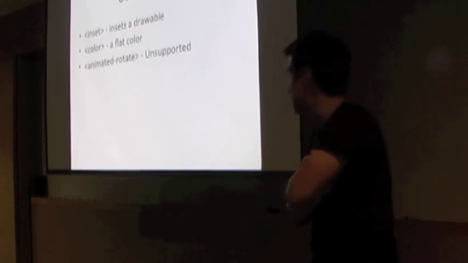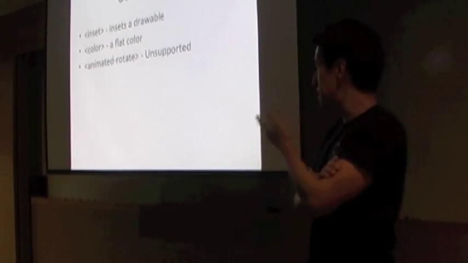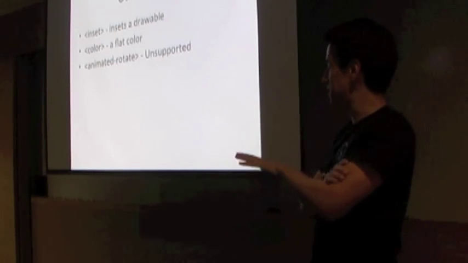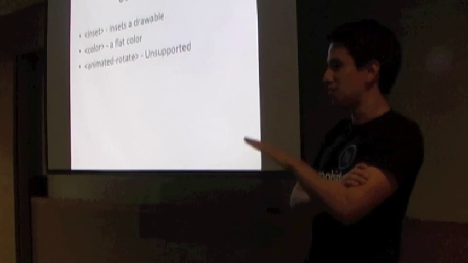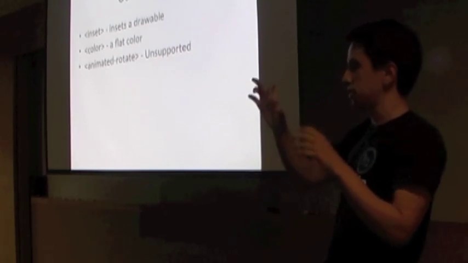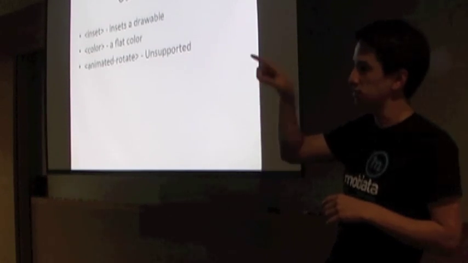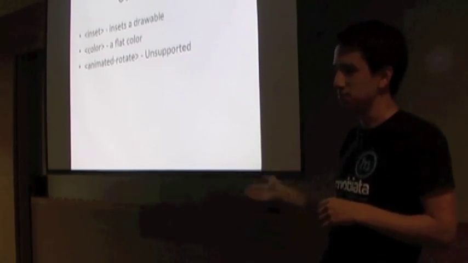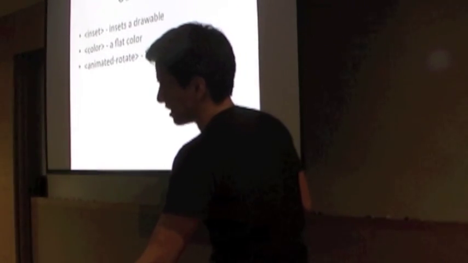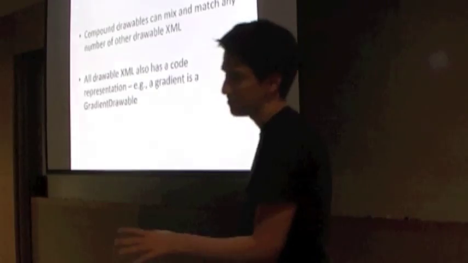Not that useful, but it's out there. And then there's one last one, animated rotate, which is not actually that well supported. It's not documented by Android, and I probably wouldn't recommend using it, but I thought I'd mention it's out there. For example, the spinning progress bar that you may have used is actually an animated rotate. But given that they don't really support it, I'm always worried that in a future version they might kill support for that.